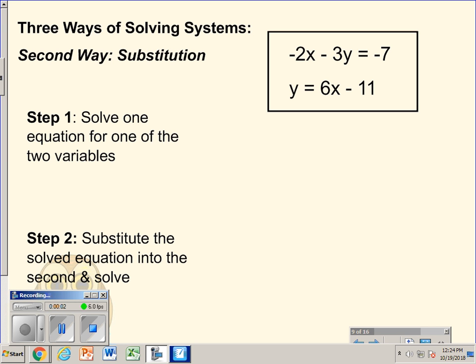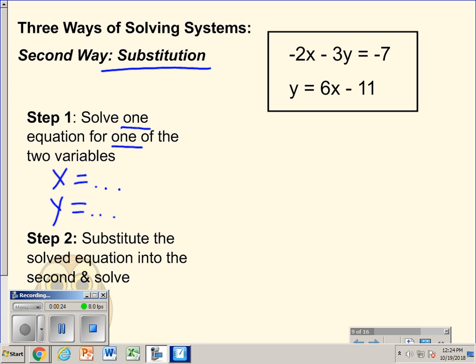Okay, now we're going to take a look at solving systems of equations by substitution. This is the second method for solving a system of equations. We're going to start with this example here. The first step is to solve one of the equations for one of the variables, so you either need to have x equals something or y equals something.